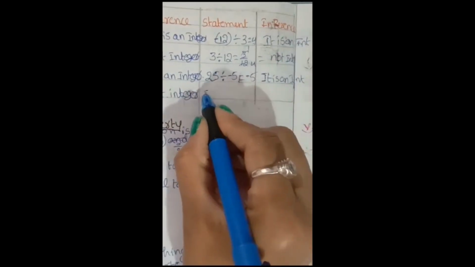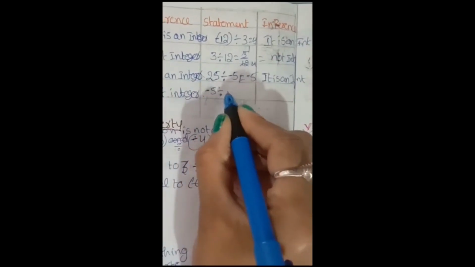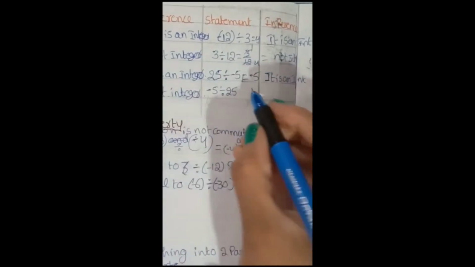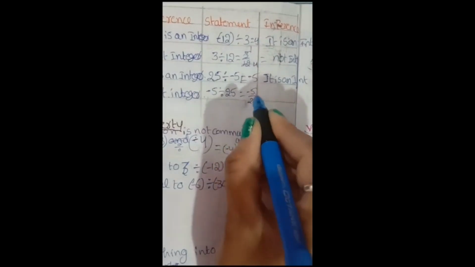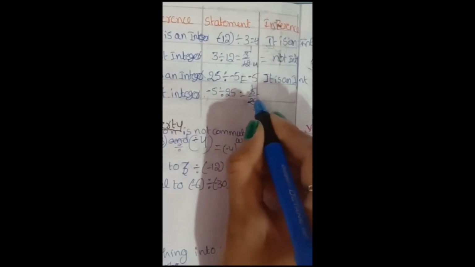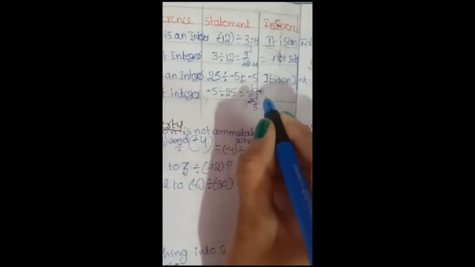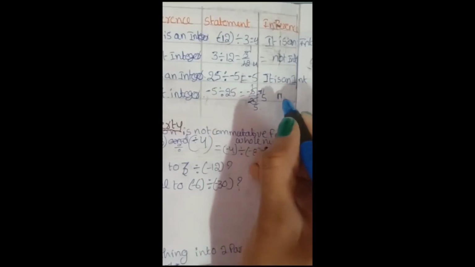Okay, now next: is minus 5 divisible by 25? So that's minus 5 by 25, which is minus 1 by 5. No, it is not an integer. Okay, the other side.